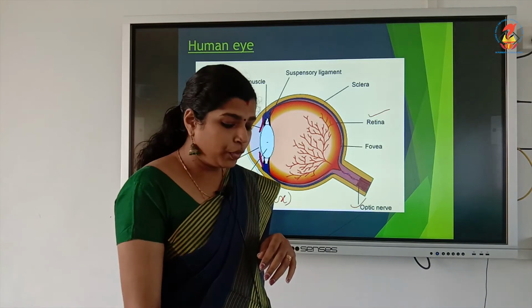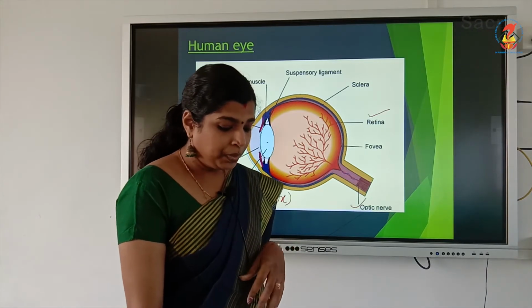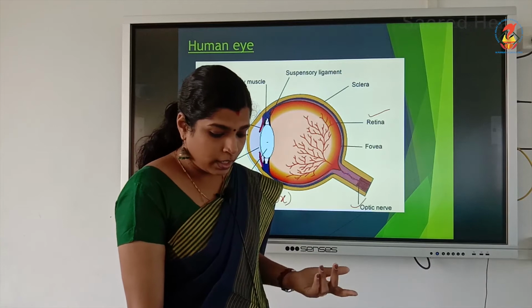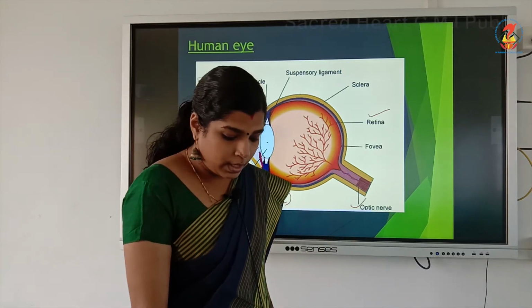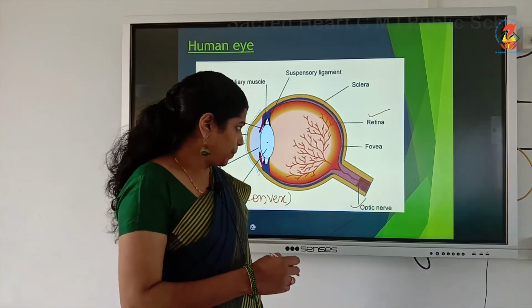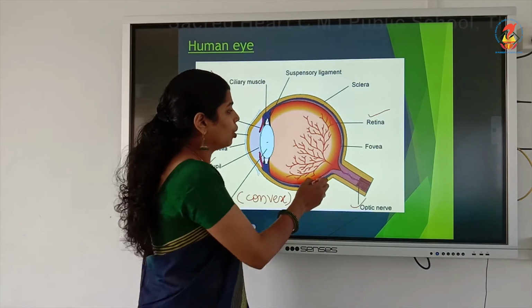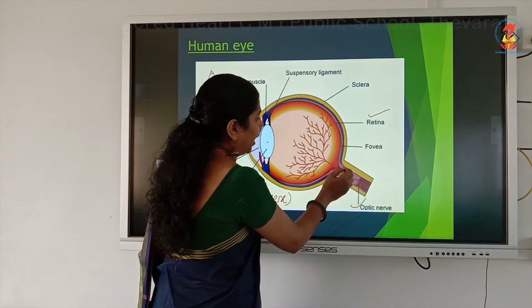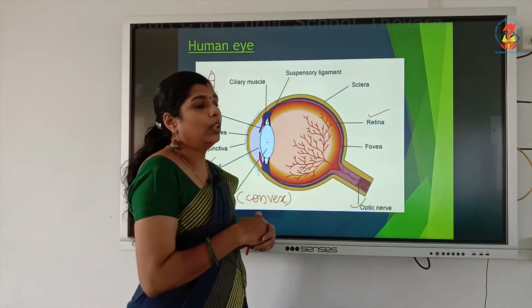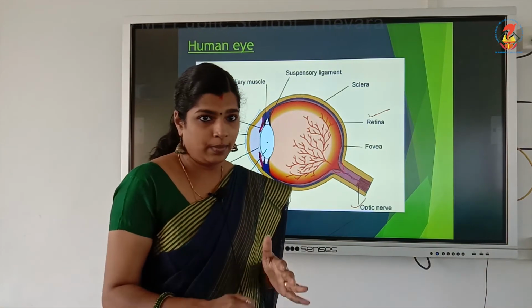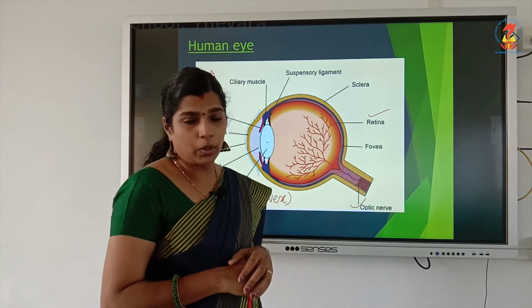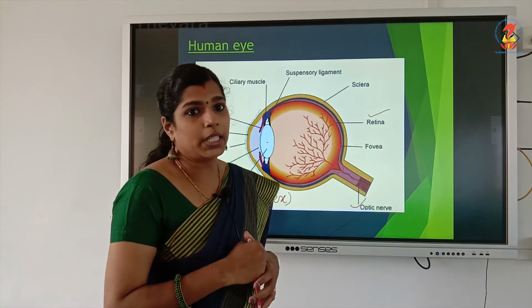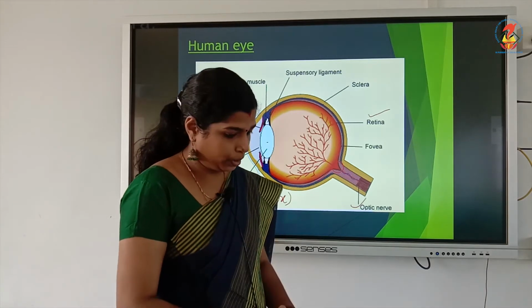At the junction of the optic nerve and the retina, there are no sensory cells, so no vision is possible at that spot. This is called the blind spot. There are no rods and cones present at that point.